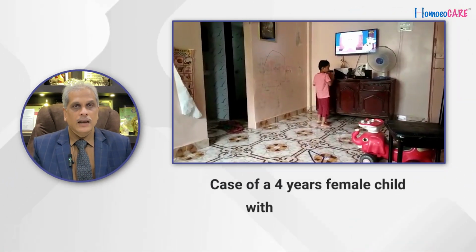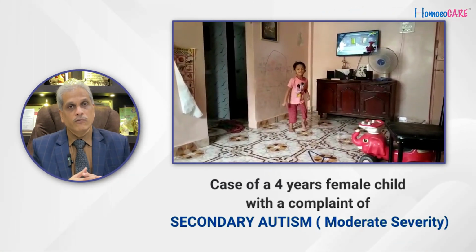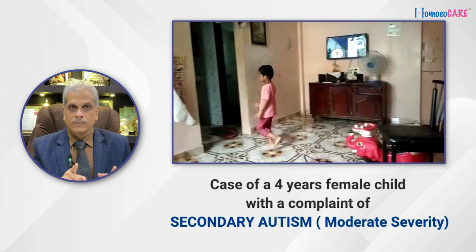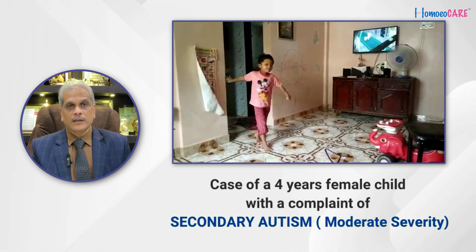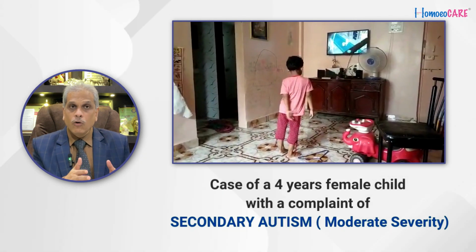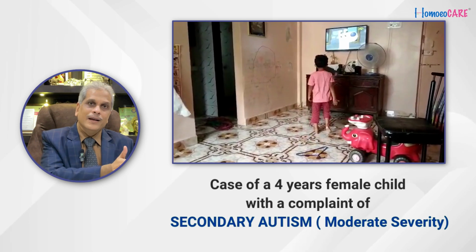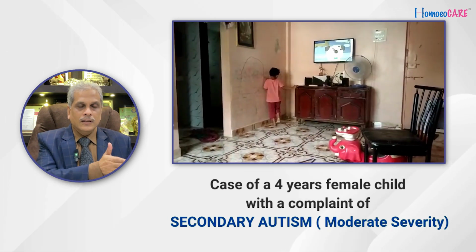Now, this was a child who came to us at the age of 4 years, and she was diagnosed as secondary autism with moderate severity. So, friends, we'll see how secondary autism with moderate severity also can be completely reversed. Watch this video of the child, how the child came to us and presented to us.